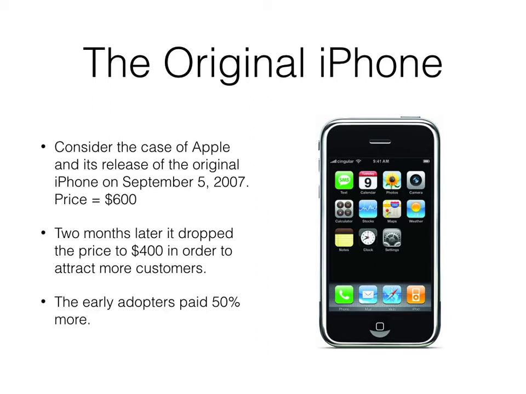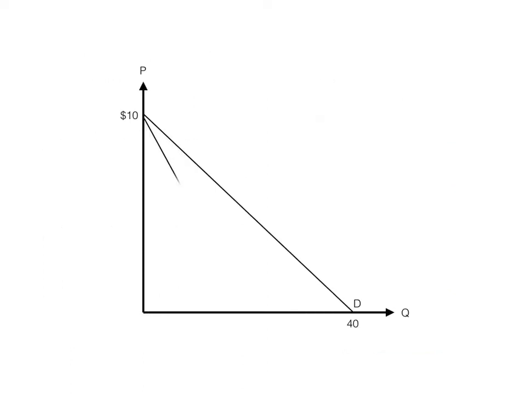But again, it's really the early adopters were the ones who had a much higher value for the iPhone than the later adopters. And what Apple was trying to do was extract more surplus from the earlier adopters who had a more inelastic demand curve relative to the later adopters. And we can see this when we have our demand curve here.